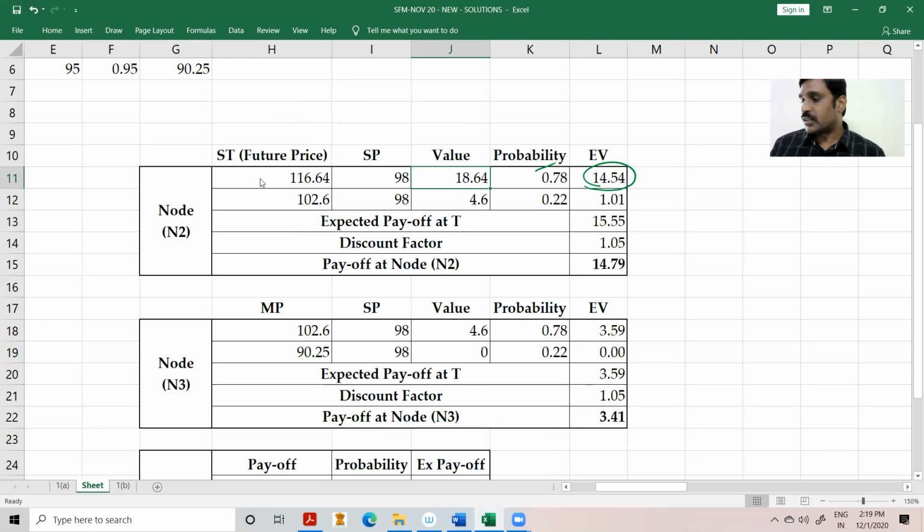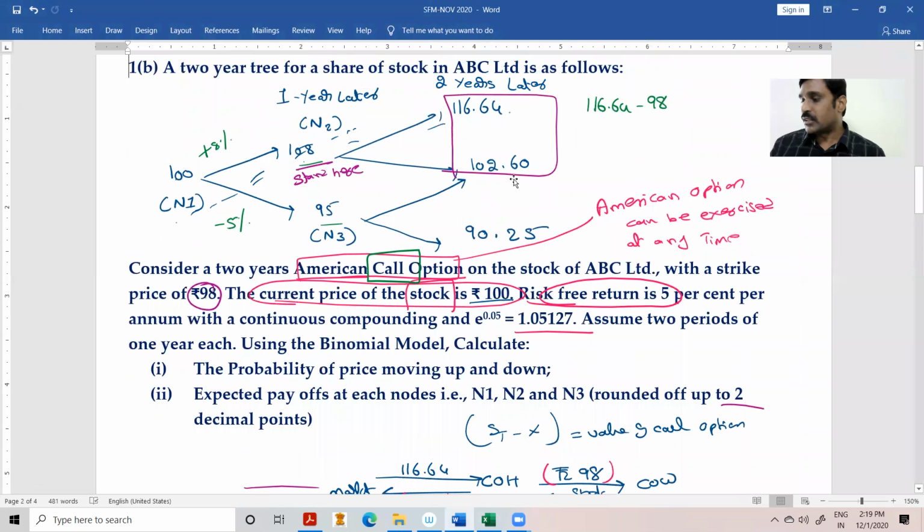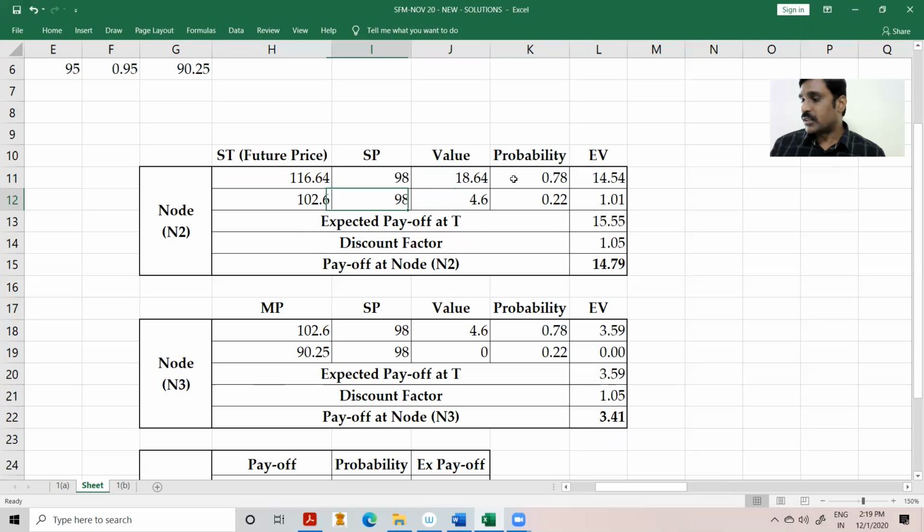Similarly, if I stand at node 2, one more possibility is that my future value may be 102.6 also. If I stand at node 2, my future value is either 116 or 102.6. If my future value is 102.6, I'll get 4.6 as the profit. What is happening? The call option holder will pay 98 rupees and get the stock, and that stock will be sold in the market, and the market will give 102.6. So net effect, we are getting 4.6 as the profit.